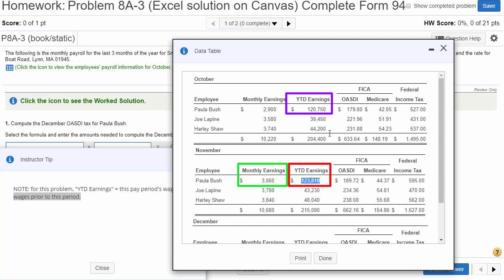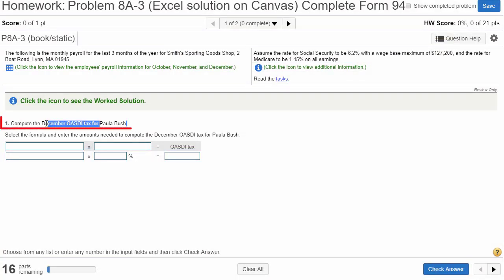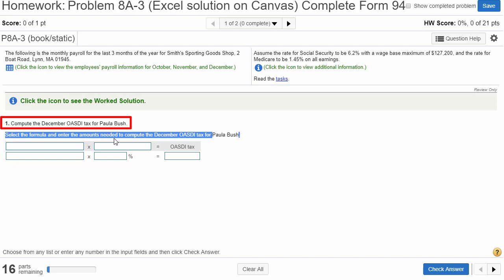All right. So our first task is to compute the December OASDI. Remember, OASDI stands for Social Security. Compute the December OASDI tax for Paula Bush. Well, that's easy, right? So first of all, we're going to start with the formula. It says select the formula and enter the amounts needed to compute the December OASDI tax for Paula Bush.